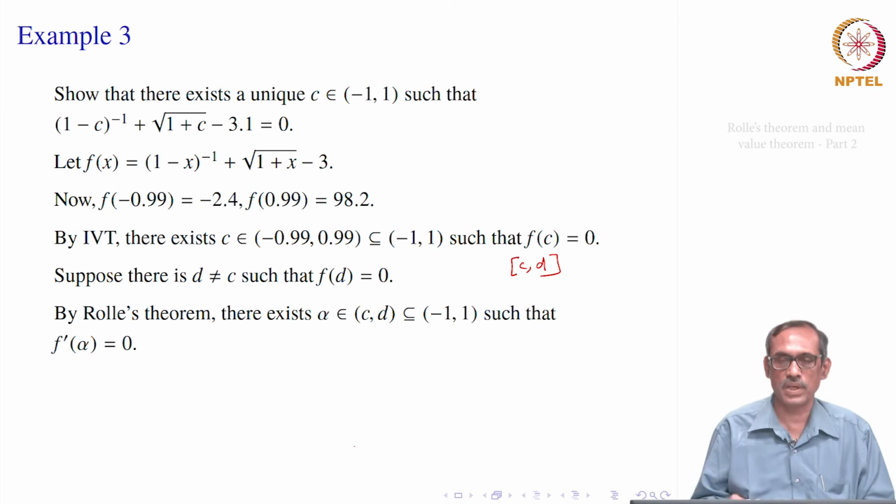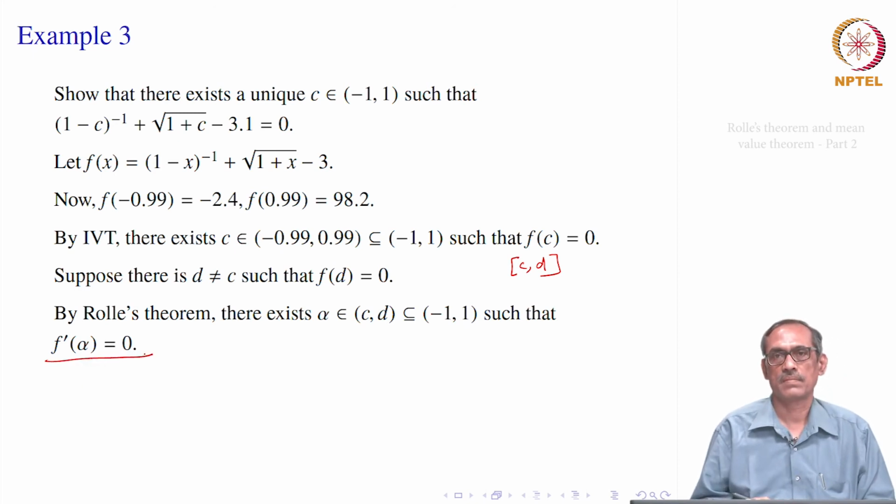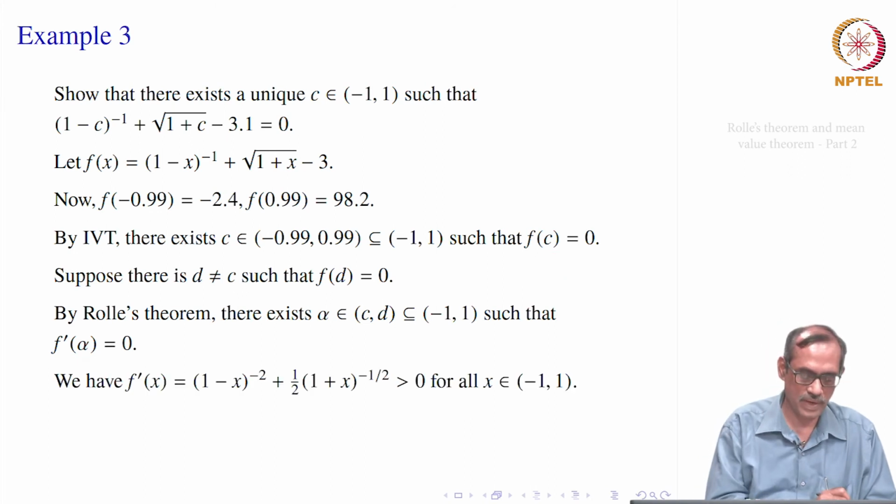So, we can apply Rolle's theorem, which will give us a point alpha in between c and d, which again belongs to -1 to 1, such that f prime of alpha equal to 0. So, we expect that there should be something wrong. So, let us take f prime of x.